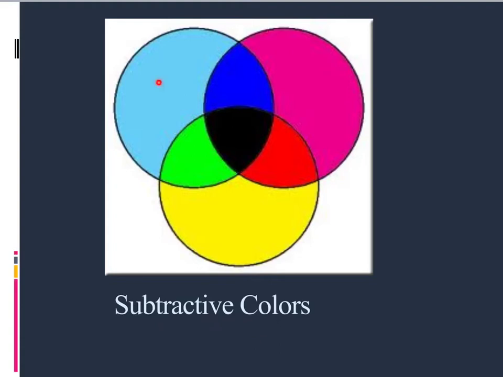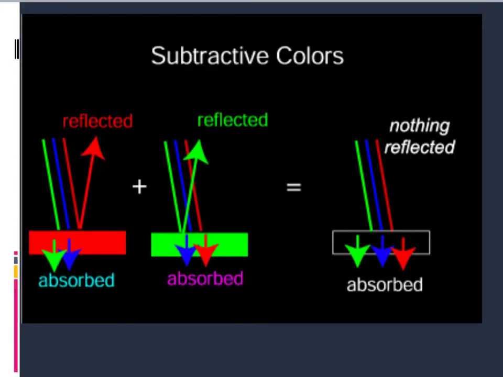So here, again, we've got cyan, magenta, and yellow. Cyan plus yellow is green. Cyan and magenta is blue. Magenta and yellow is red. And all of those together make black. So let's look at an example of how that works. So here is our example.